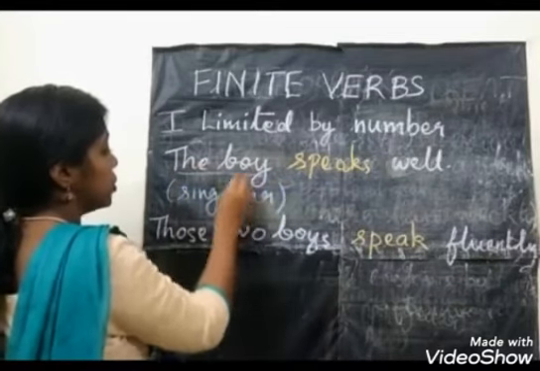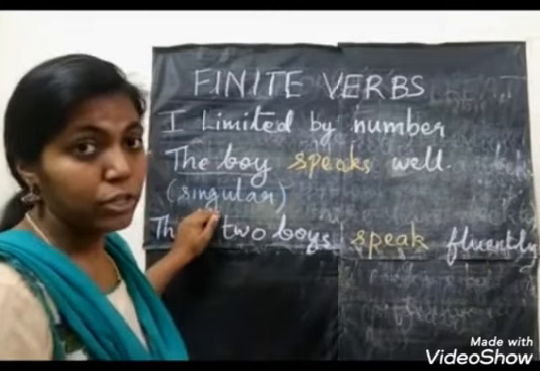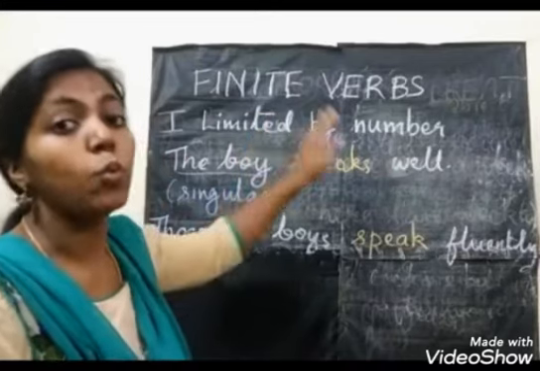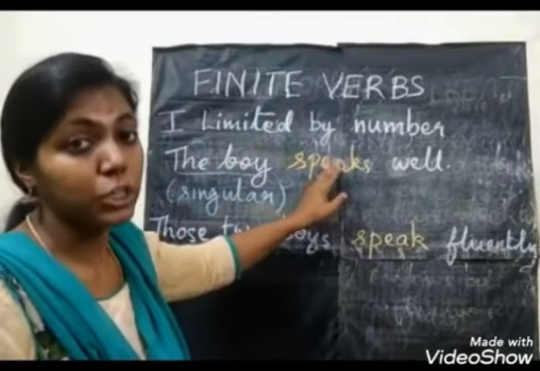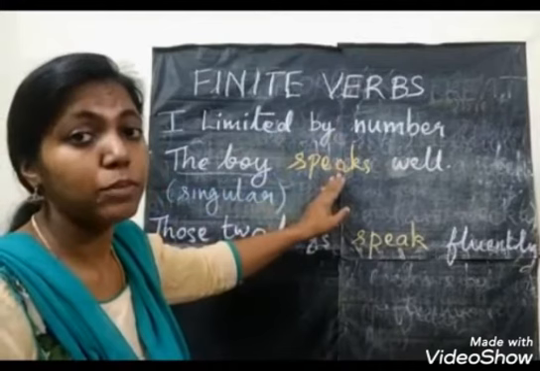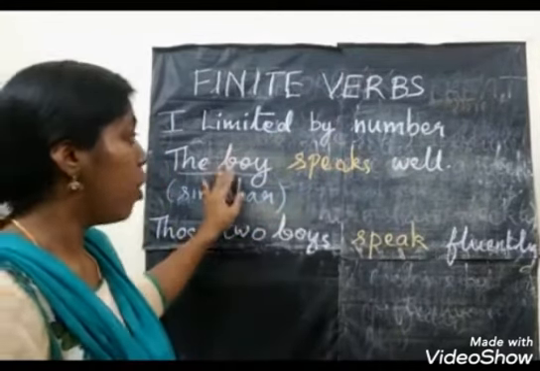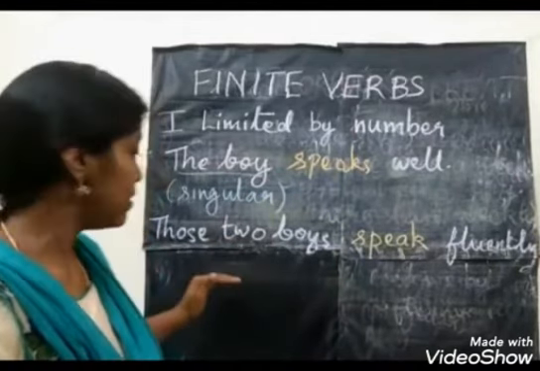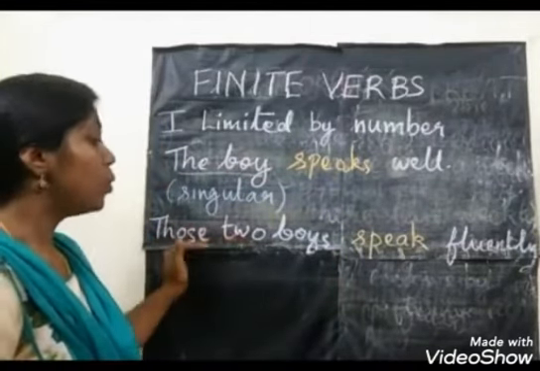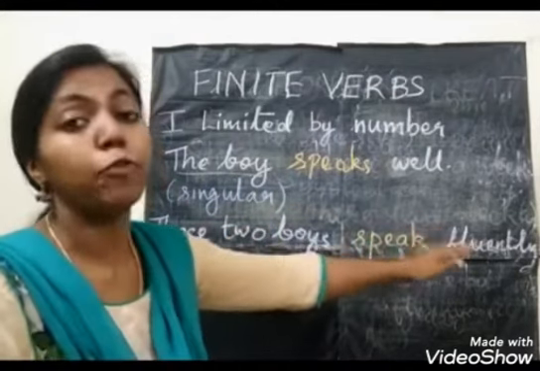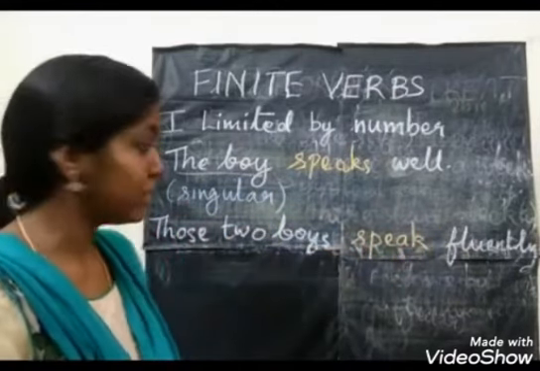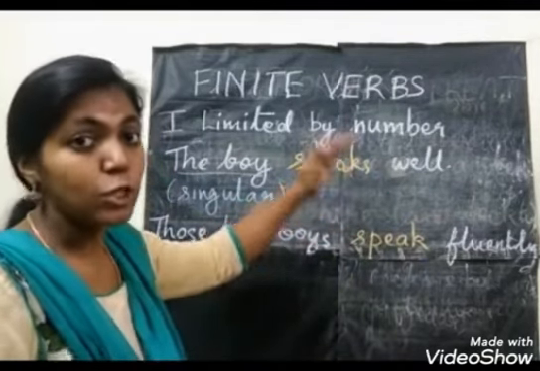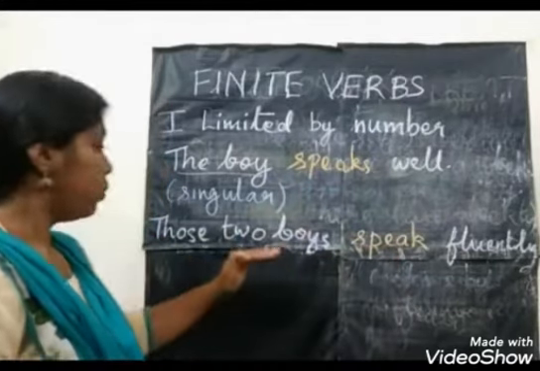Here the subject is singular. So when the subject is singular, definitely the verb must change its form. The verb must be singular. The boy speaks well. Now look at the second sentence. Those two boys speak fluently. Now you can see the finite verb has changed, from speaks to speak.